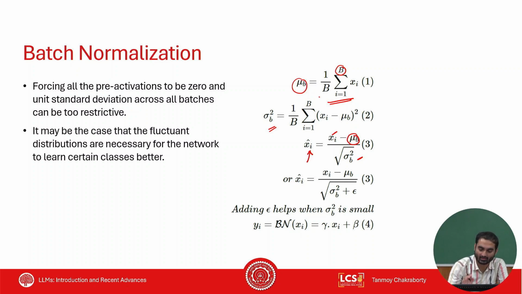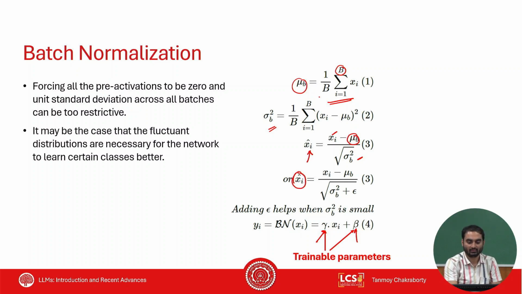Oftentimes, along with this batch normalization, we also add some trainable parameters. So let's say this is the updated value of the element. Along with the updated value, we add gamma and beta, and these gamma and beta are learned during backpropagation.